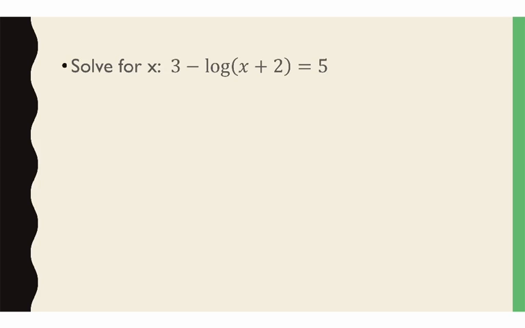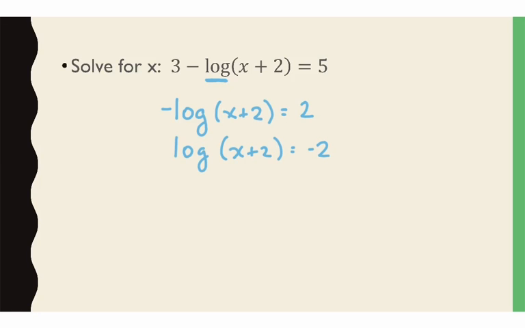Okay, so here we have a log problem. And so the goal is going to be, because this is always the goal, to get the log by itself. So that's easy enough. The first thing I'm going to do is subtract 3 on each side. So I have negative log of x plus 2 equals 2. I'm still not at the point where I have the log totally by itself, so I need to divide both sides by that negative. And here we are.